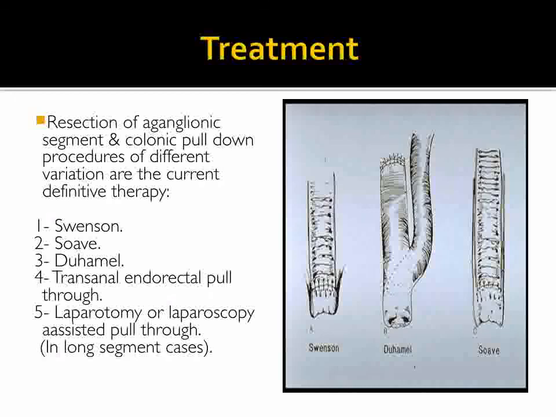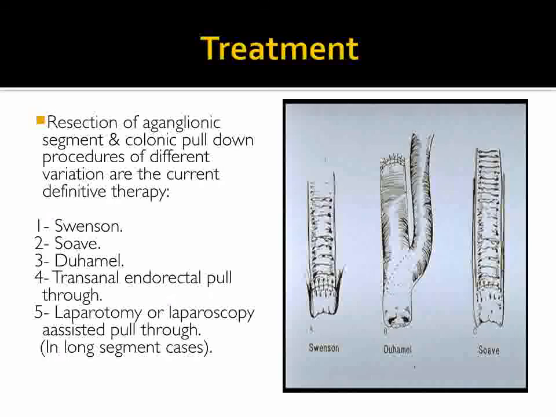There are many operations with the same principle, so whatever the type of the operation, it has the same principle. We have to resect the aganglionic segment and the transition zone and bring a well-ganglionated bowel to be anastomosed to the end of the rectum and the upper anal canal. So, resection of the aganglionic segment and the colonic pull-down procedure of different variations are the current definitive therapy.